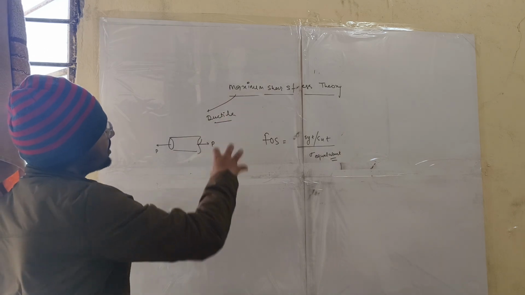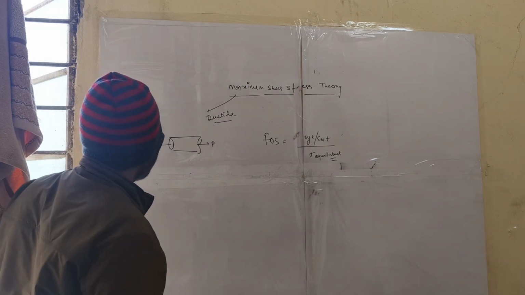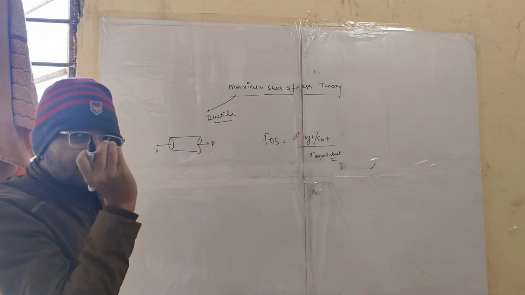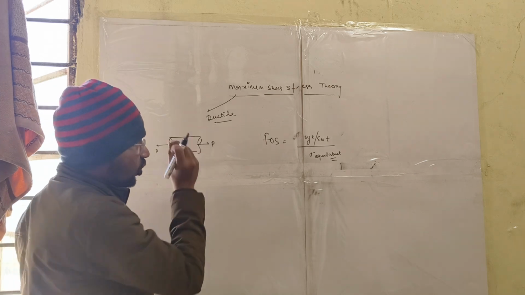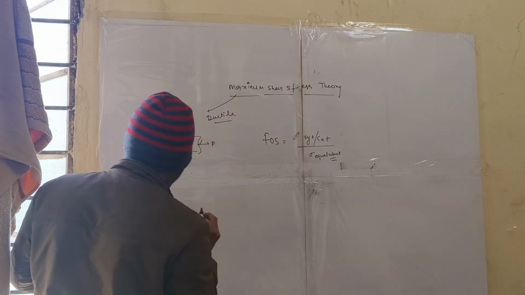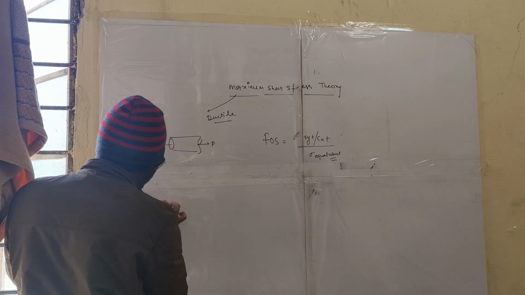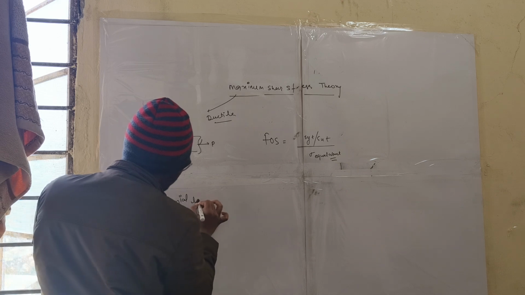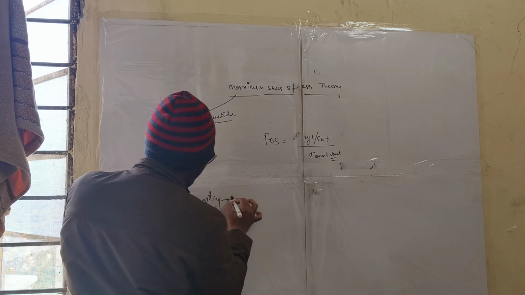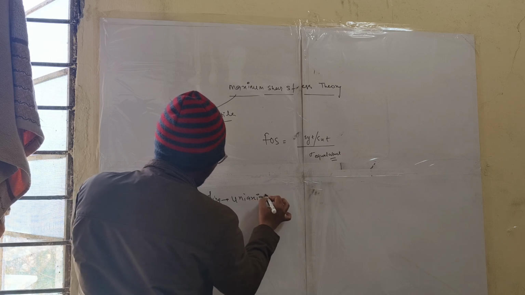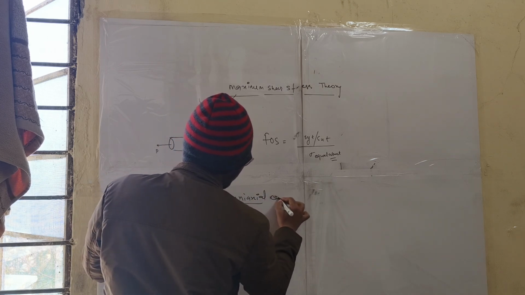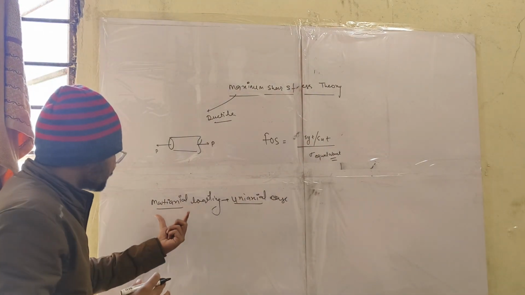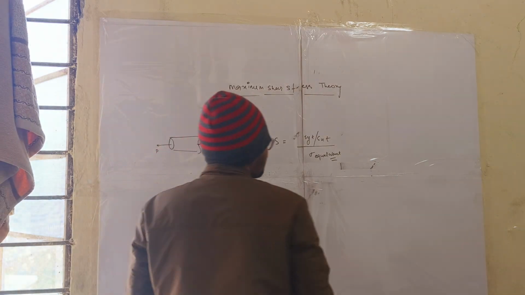Now we come to the maximum shear stress theory. What is the key concept behind the theories of failure? In the theories of failure, what do we do? Basically, we convert the multi-axial loading into the uniaxial case. I think you understand what we are discussing.